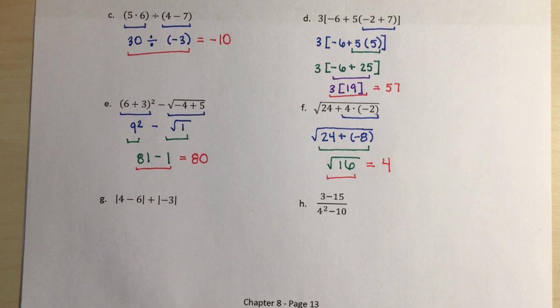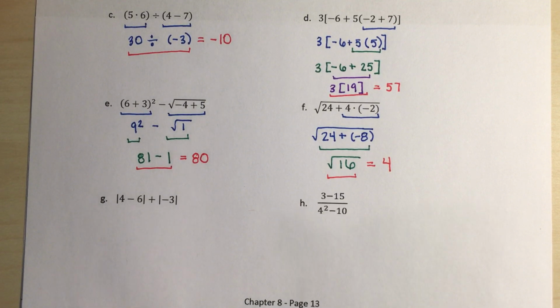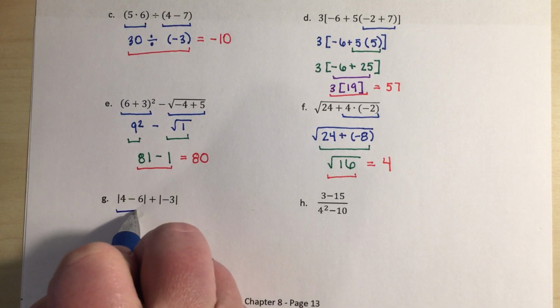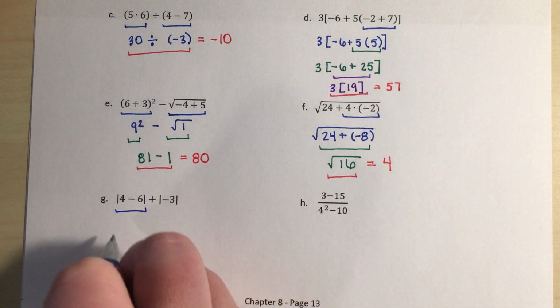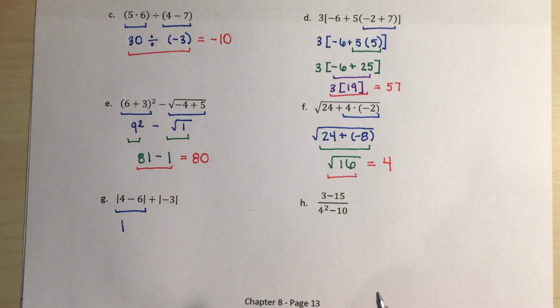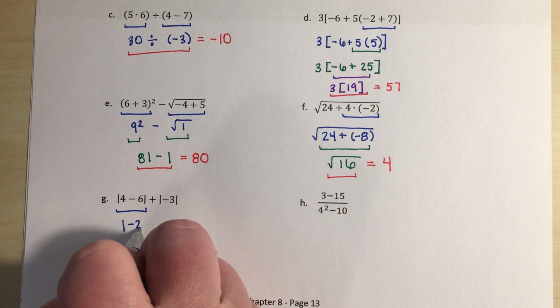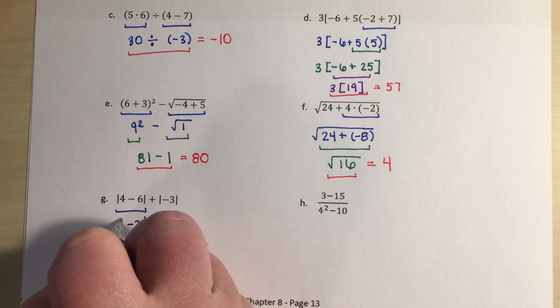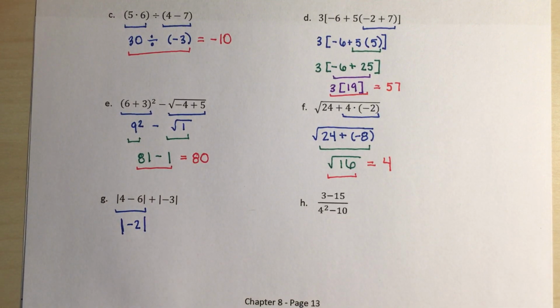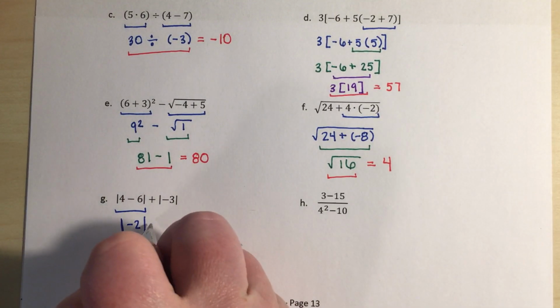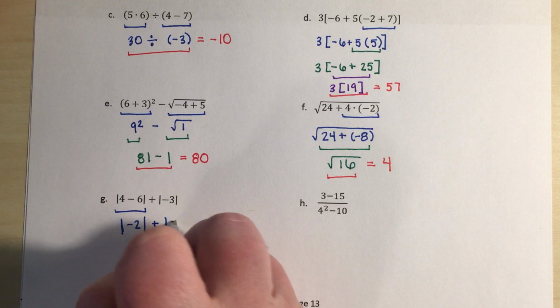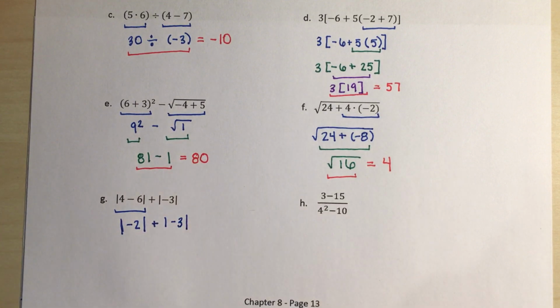All right. For G, we're going to throw in some absolute values here. Right? So what we're going to do is, to start with, we're going to evaluate what's inside this absolute value. So I'm going to keep my absolute value. 4 minus 6, different signs, so we subtract. Our larger number is negative, so we have the absolute value of negative 2. And then I'm just going to copy down this other one, our absolute value of negative 3.